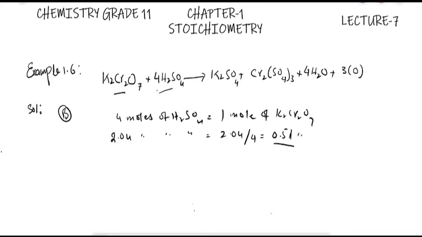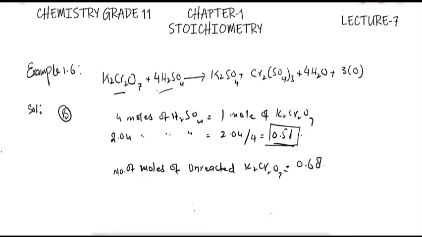So the number of moles of unreacted potassium dichromate would be, what is reacted is 0.51 moles of potassium dichromate have reacted, and what is left behind is the difference between what we have and what has reacted, and this is equal to 0.17 moles. The question states that we have to calculate the mass of the reactant left unreacted.